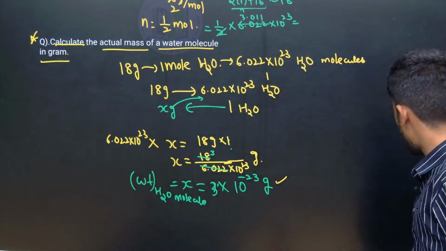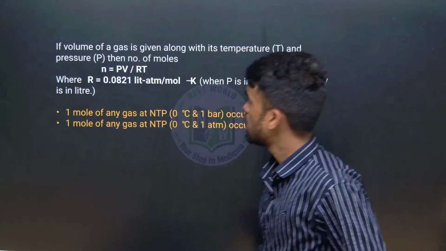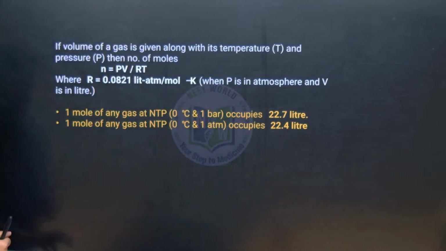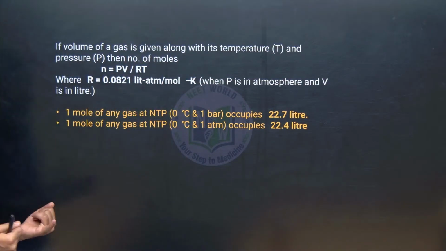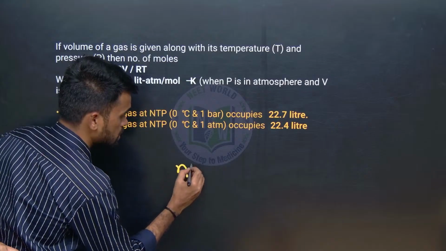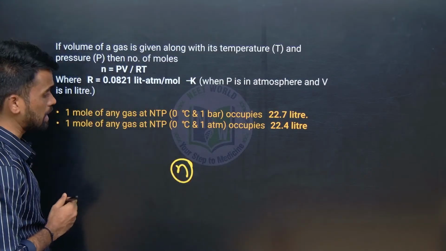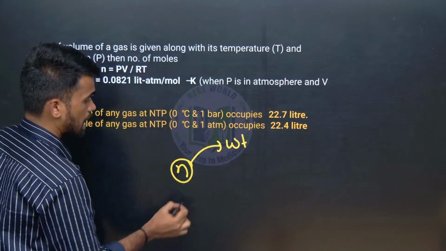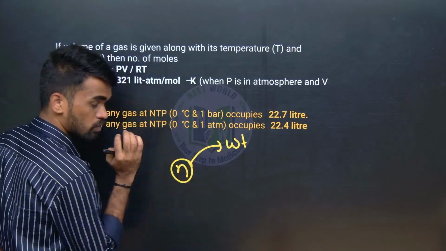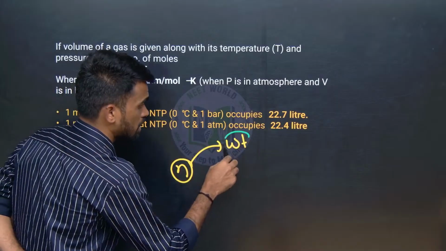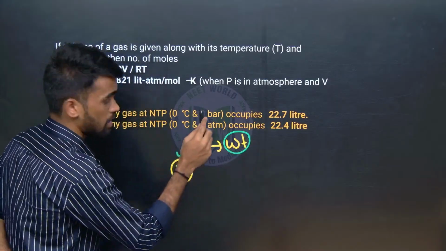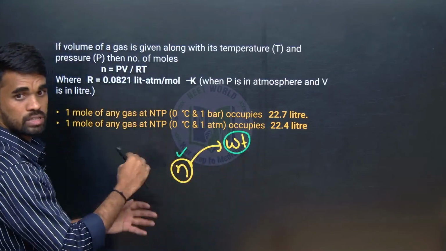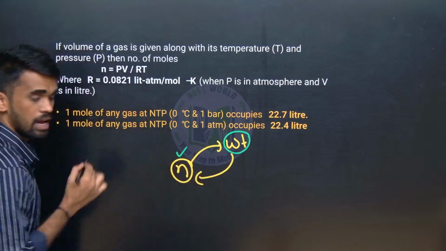So try to be in the present. Always try to be in the present. One more thing here. Now we have taken number of moles. We have calculated number of moles using weight, and we can get weight from number of moles or number of moles from weight. We can do this interconversion from here to here and here to here.